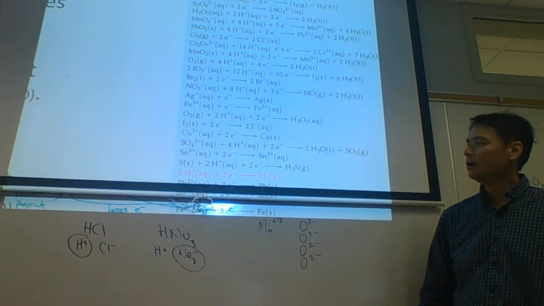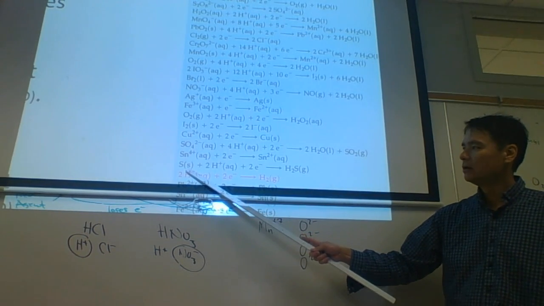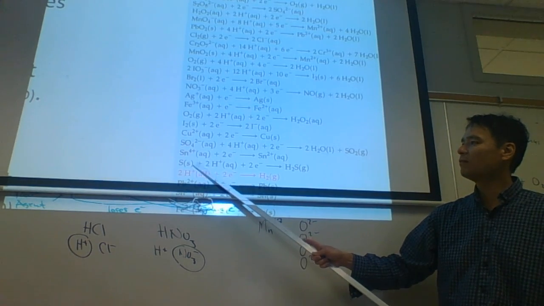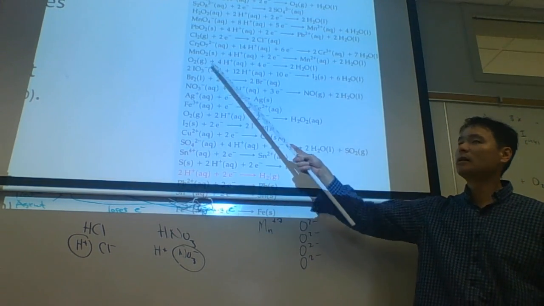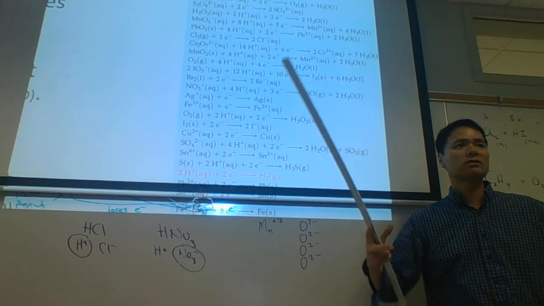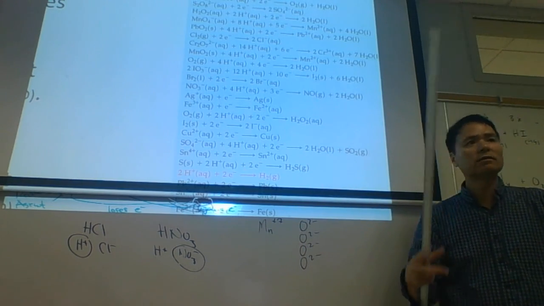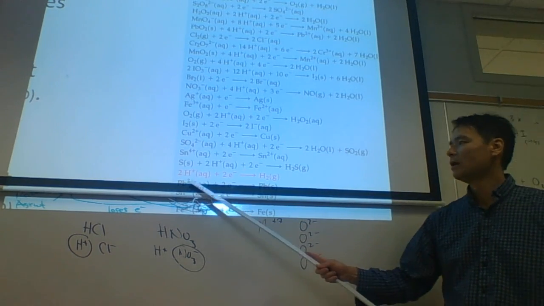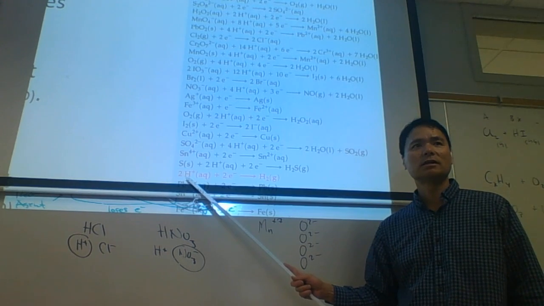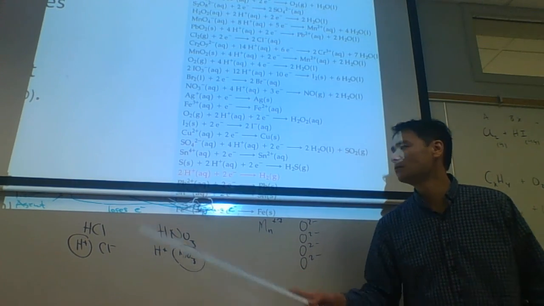All right, then we have sulfur. Sulfur is a less powerful oxidizer than oxygen. And that has to do with size as well. And sulfur is a lot bigger, oxygen is a lot smaller, even though they're in the same family. And then we have H+. H+ is a moderate oxidizer.